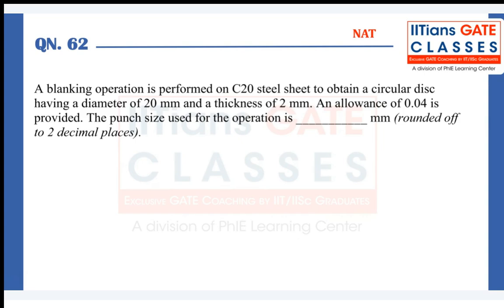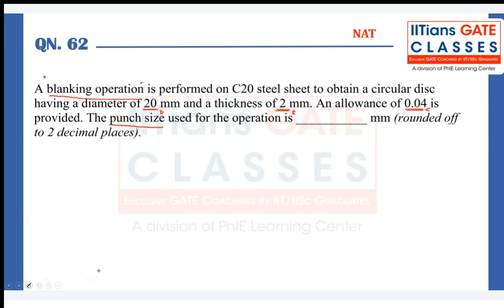All right, guys. Let us highlight the things over here. Clearly it mentions it is a blanking operation. Now, it is another 2 marks question. How simple it is, I'll tell you. Disc diameter D is given, thickness is given, and clearance is given. This is the clearance, this is the thickness, and this is D. Now, what we need to find? The punch size we need to find.